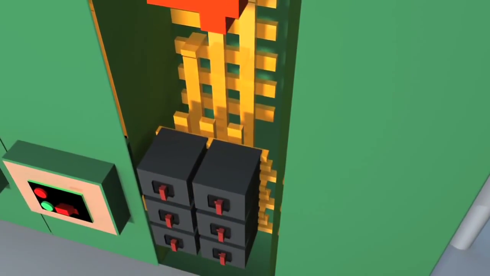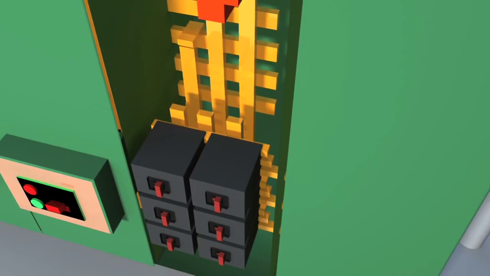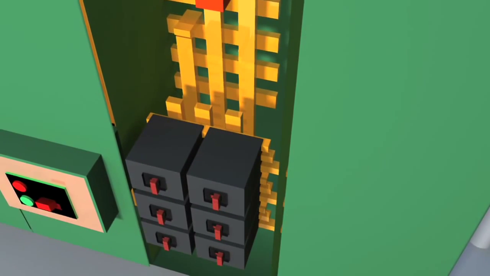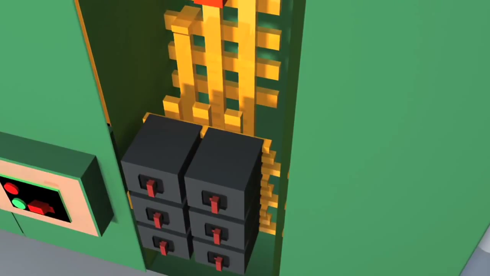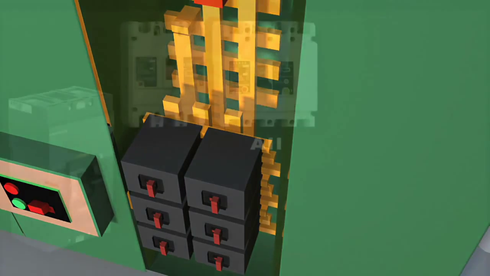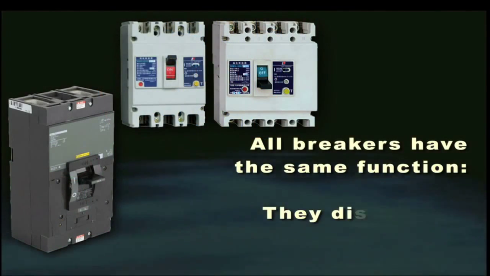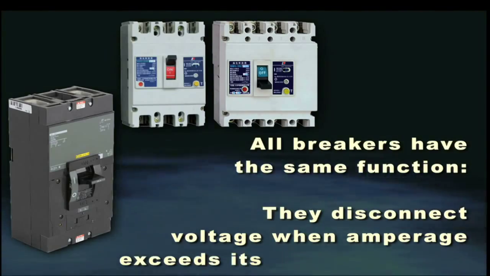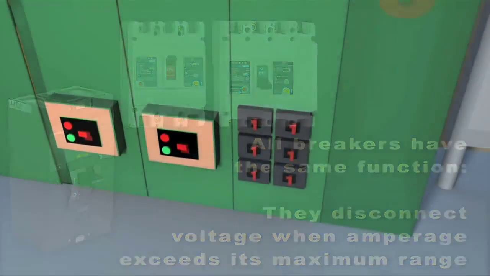Section 4 contains 6 molded case circuit breakers. These breakers have a lower amp rating than draw-out breakers and are not as heavy. This allows them to be directly bolted to the bus bar. Remember, all breakers have the same function. They are to disconnect voltage when amperage exceeds its maximum rating.